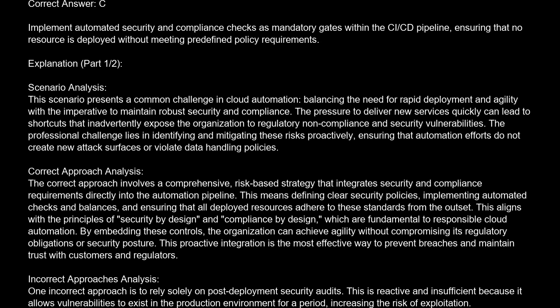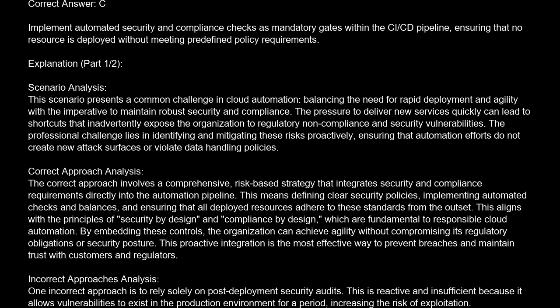Correct approach analysis. The correct approach involves a comprehensive, risk-based strategy that integrates security and compliance requirements directly into the automation pipeline. This means defining clear security policies, implementing automated checks and balances, and ensuring that all deployed resources adhere to these standards from the outset. This aligns with the principles of security by design and compliance by design, which are fundamental to responsible cloud automation. By embedding these controls, the organization can achieve agility without compromising its regulatory obligations or security posture. This proactive integration is the most effective way to prevent breaches and maintain trust with customers and regulators.